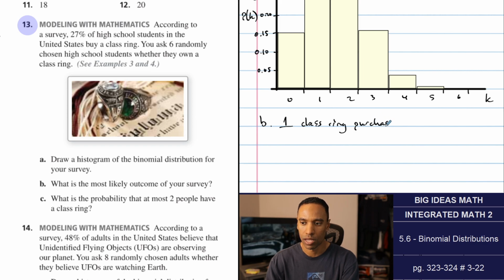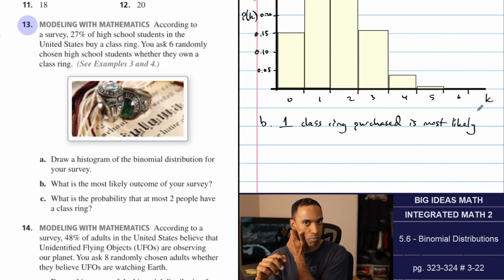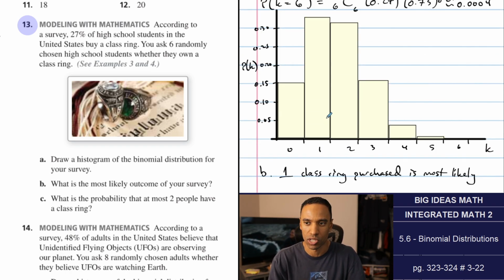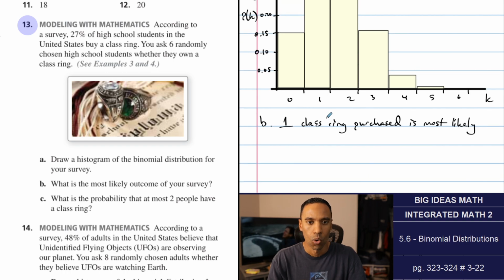It's not that they're asking each person how many class rings you'll buy. They're asking 6 people, multiple people, will you buy a class ring? So 1 person purchasing a class ring is most likely. What's the probability at most 2 people have a class ring?